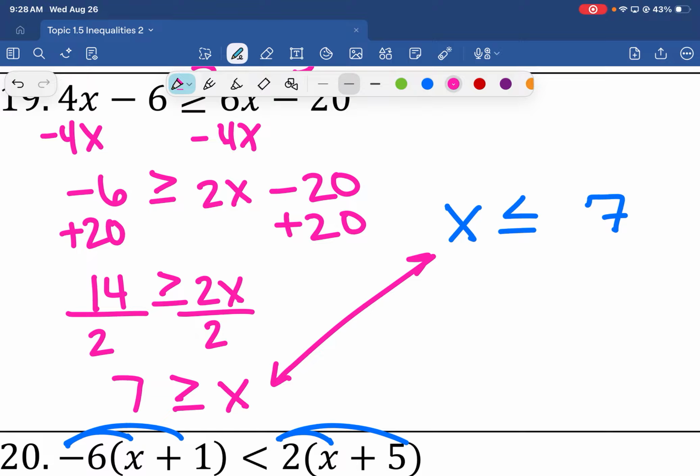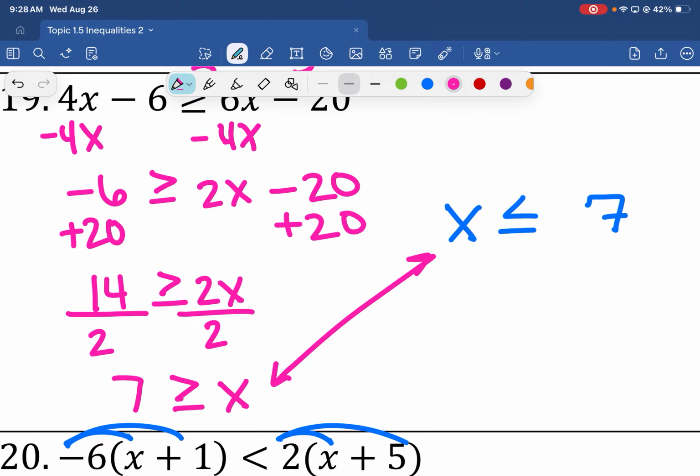What's the difference between the brackets and the parentheses? So the bracket means it can equal, whereas the parentheses means it's not equal to. Oh, so, equal to like this. Okay. So that's where our little funky little creatures come in.